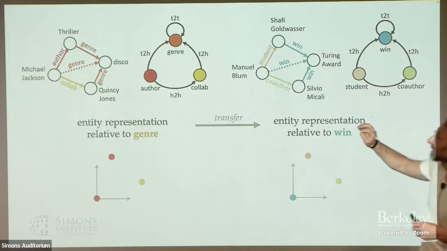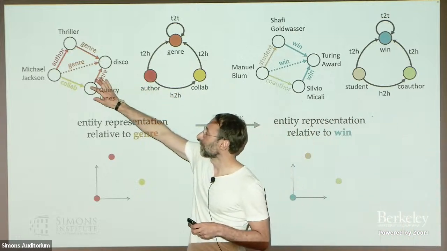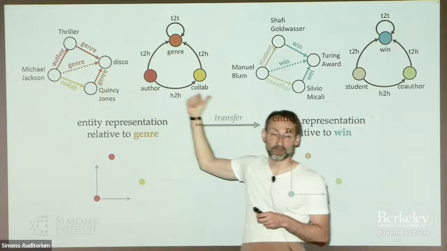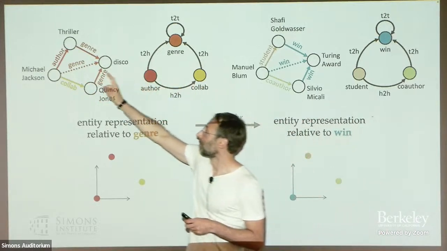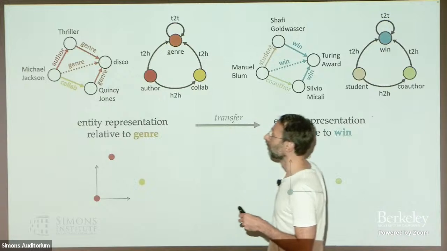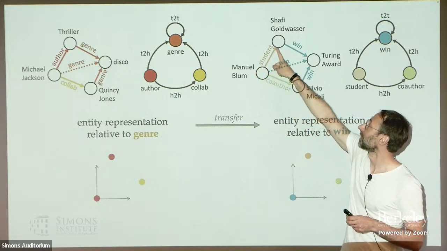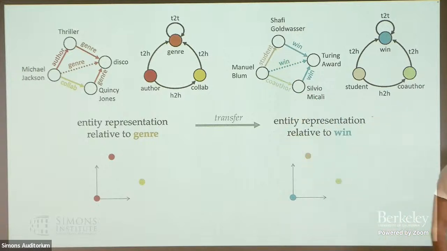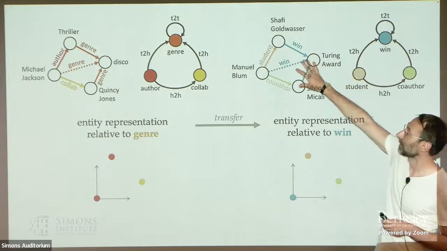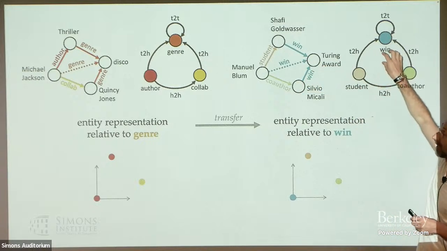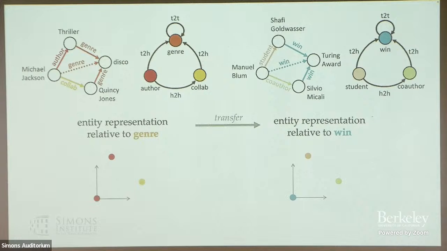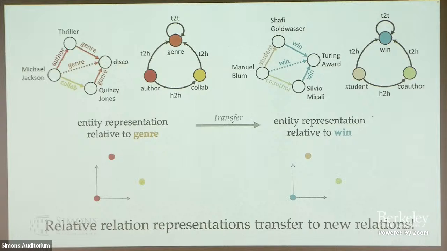You see that we have the same pattern, but it is applied to different entities and to different relations. If we have Michael Jackson, who was the author of the song Thriller, we have a person called Manuel Blum, who was the PhD advisor of Shafi Goldwasser. It is the same pattern, but with different entities and different relations, abstracted with the same graph of relations. The representation is relative, and this is what allows us to transfer it to new relations, okay?